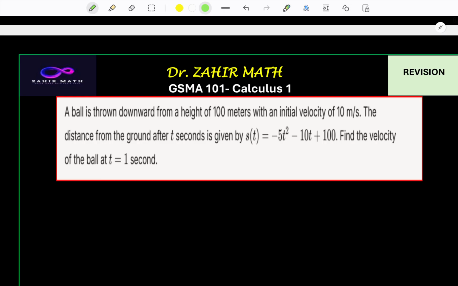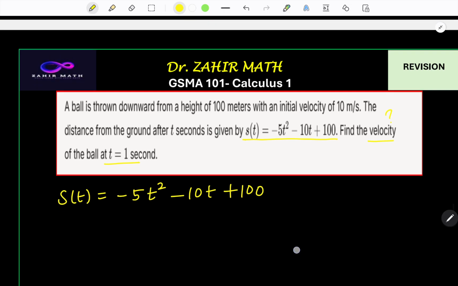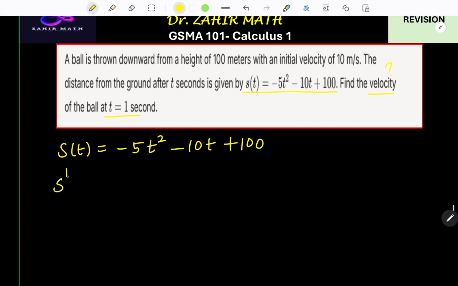Okay, right. What is the thing given here? It's given here s of t. So s of t is equal to minus 5t square minus 10t plus 100. What is the question? Velocity. At what time? t is equal to 1. So we are finding the derivative.